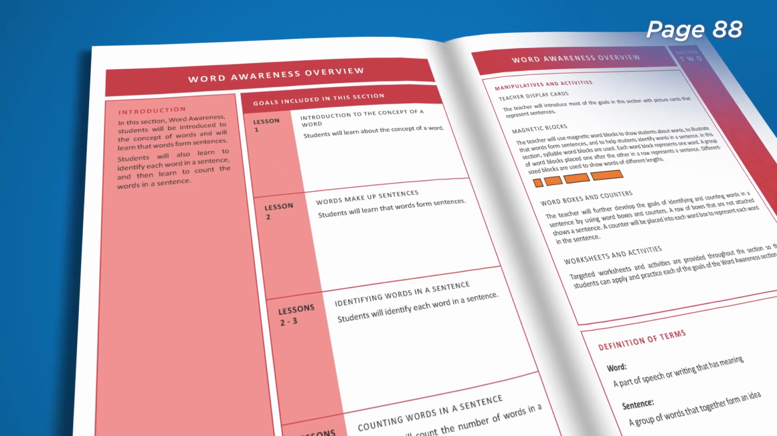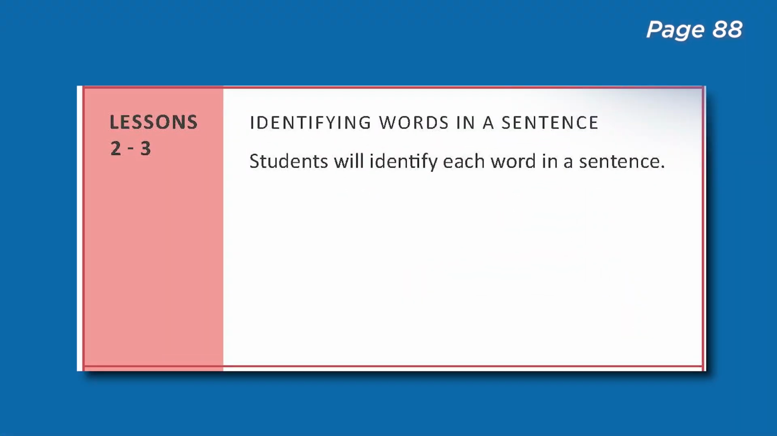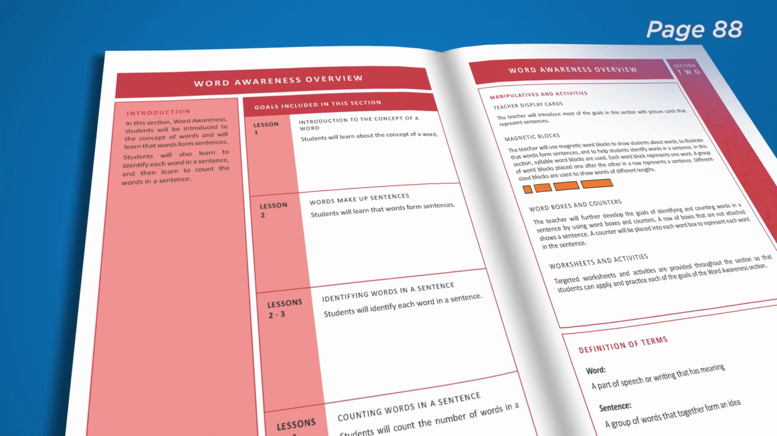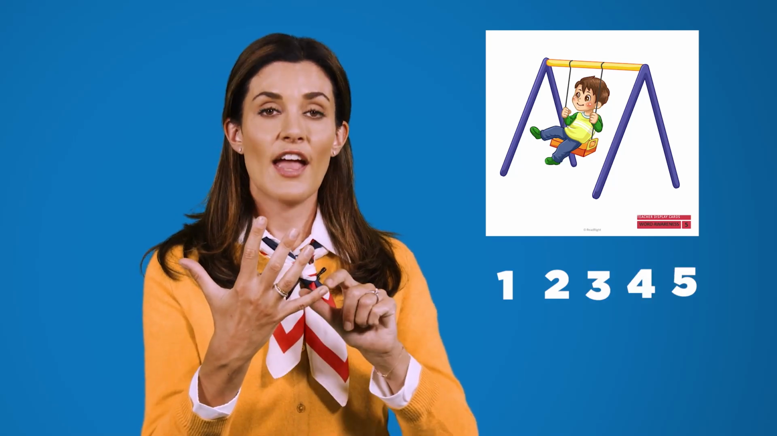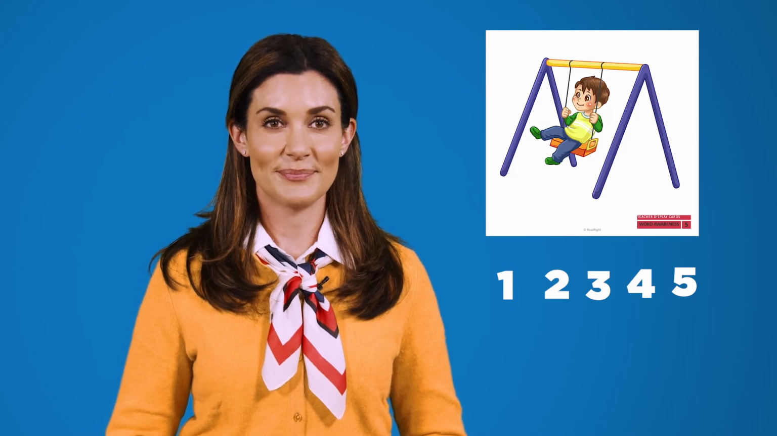Identifying words in a sentence. Students will identify each word in a sentence. For example, I, am, on, a, swing are the words in this sentence. Counting words in a sentence. Students will count the number of words in a sentence. I am on a swing. 1, 2, 3, 4, 5. There are 5 words in this sentence.